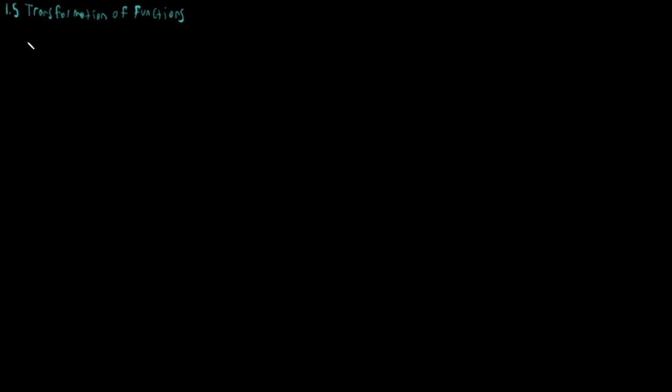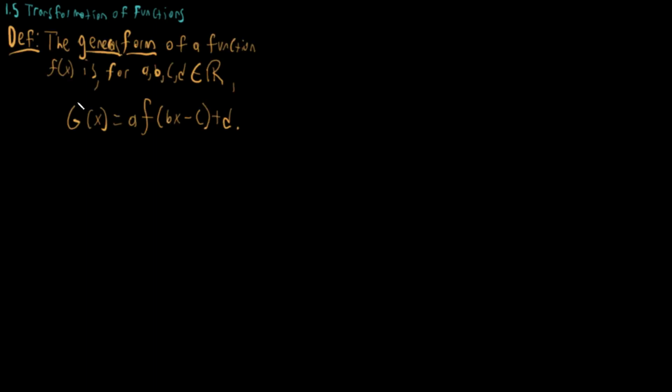So let's begin, as always, with a definition of the general form of a function. The general form of a function f of x is, for some a, b, c, and d in the real numbers, capital G of x equals a times f of bx minus c plus d.